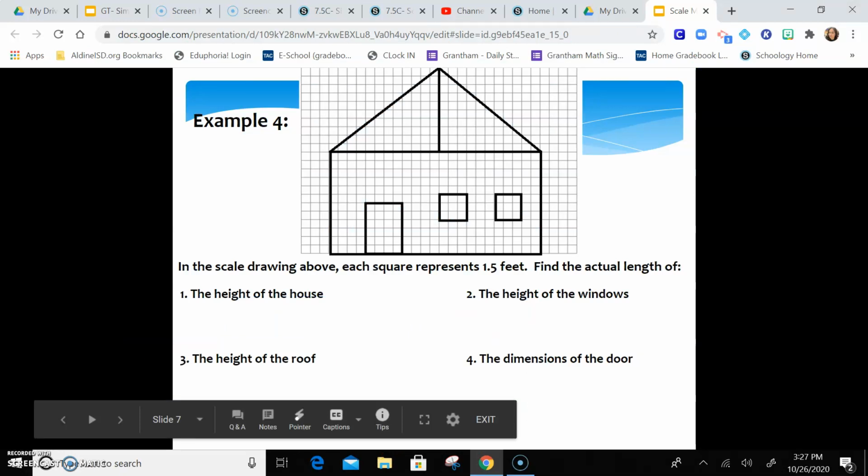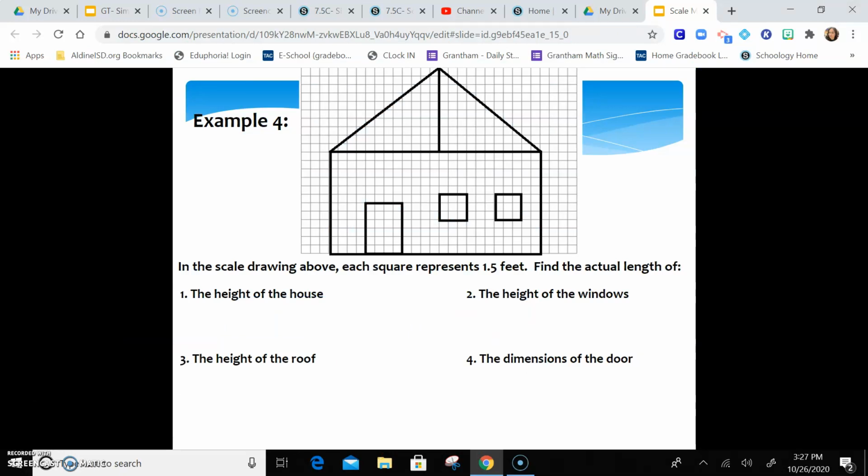Moving on to our next example, number 4. So here we have a scale drawing. Remember again, this is kind of like what architects use for blueprints and so forth. In the scale drawing above, each square represents 1.5 feet. Find the actual length of the height of the house, the height of the windows, the height of the roof, and the dimensions of the door.